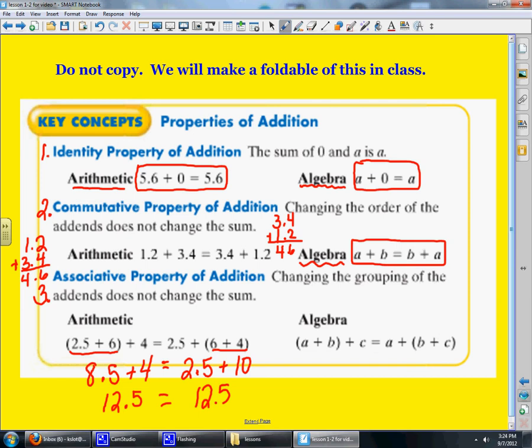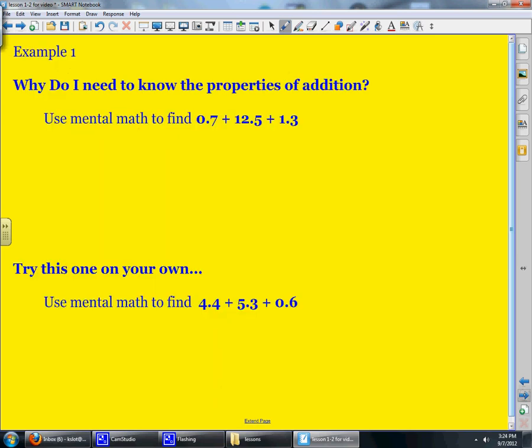The algebra way of saying that is the quantity, which is what this is in parentheses, the quantity a plus b, plus c is equal to a plus the quantity b plus c. So it just says that you can group the numbers differently and you're still going to get the same answer. So why do we need to know these properties of addition? You're going to want to copy these examples down in your notebook and follow along as I do the first problem. So the properties are going to help you do mental math.